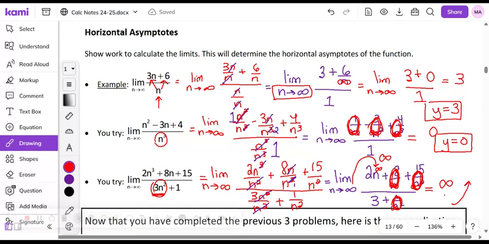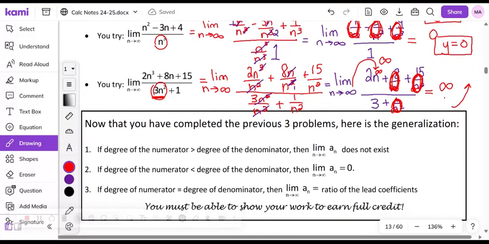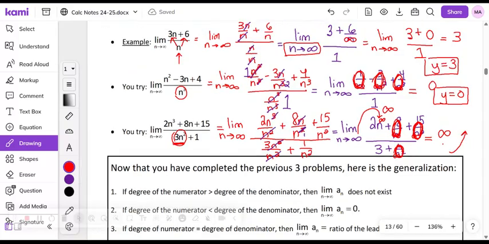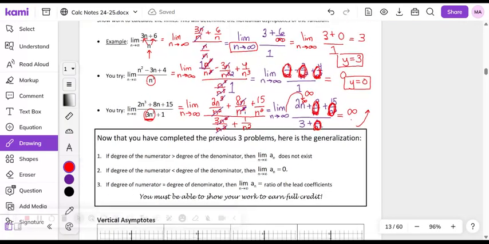So this can be summed up with 3 generalizations. So let's take a look. And you can refer back to what we just did. If the degree of the numerator is greater than the degree of the denominator, well, that's this one right here, then the limit does not exist when n approaches infinity. If the degree of the numerator is less than the degree of the denominator, well, that's this one right here, then the limit as n approaches infinity will be 0.